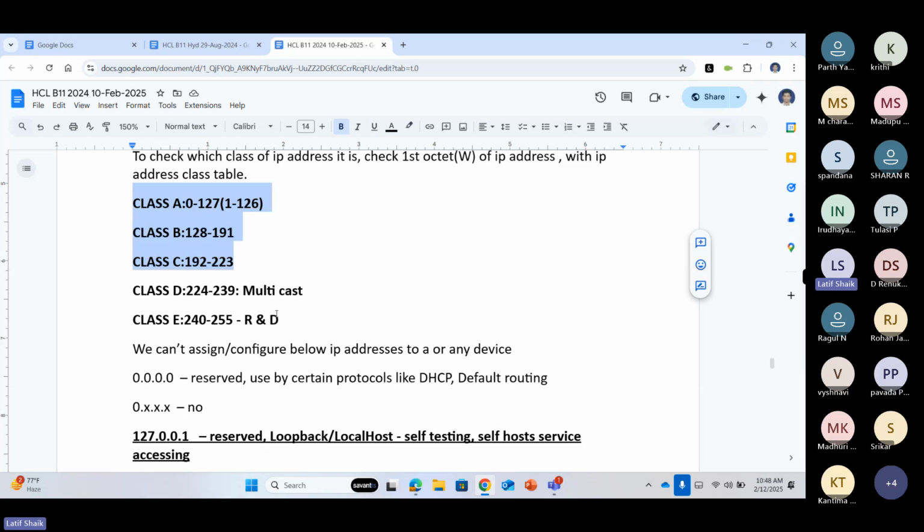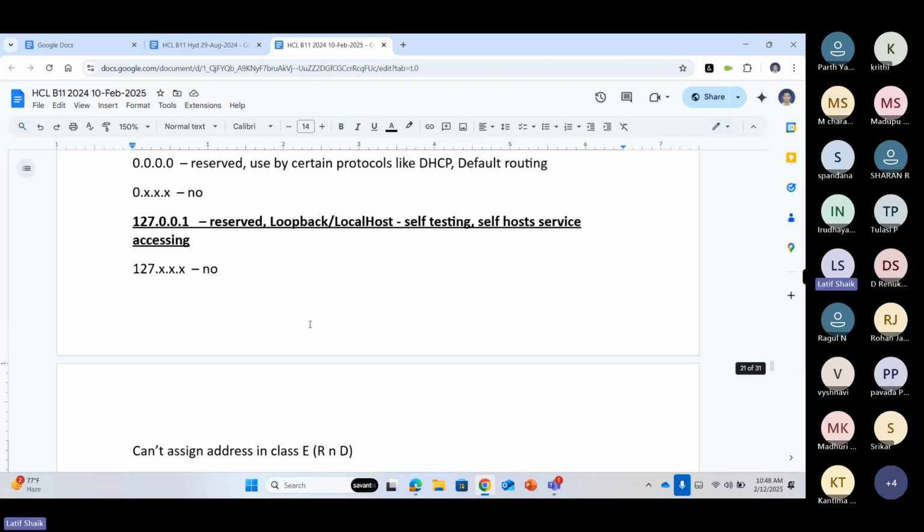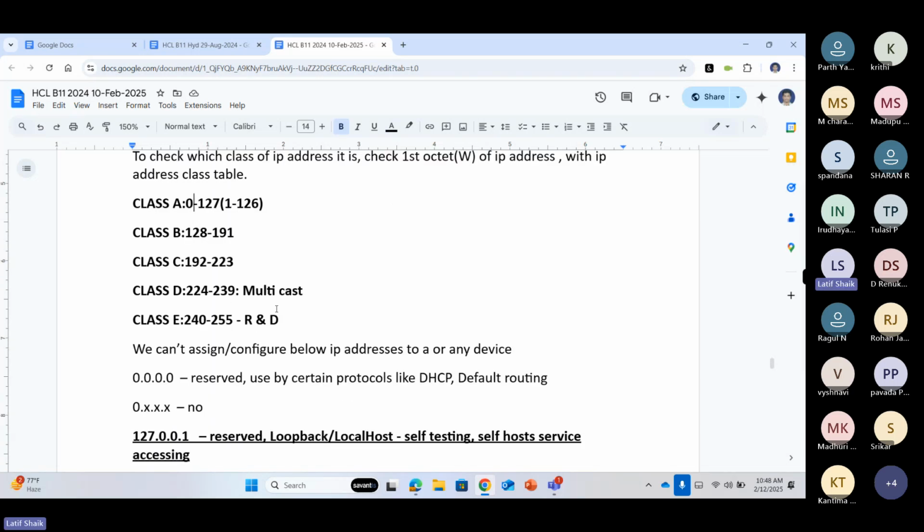From my PC to another PC, from my PC to google.com, it's unicast. One-to-one communication is unicast. Group communication is multicast. One to all is a broadcast. So Class A, Class B, Class C are unicast IP addresses, and these unicast IP addresses we can assign to devices.